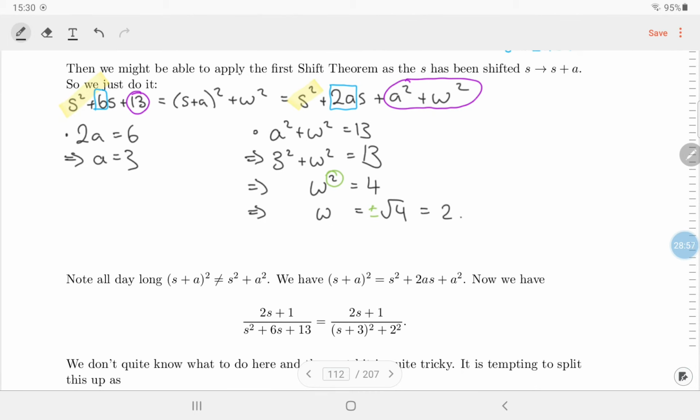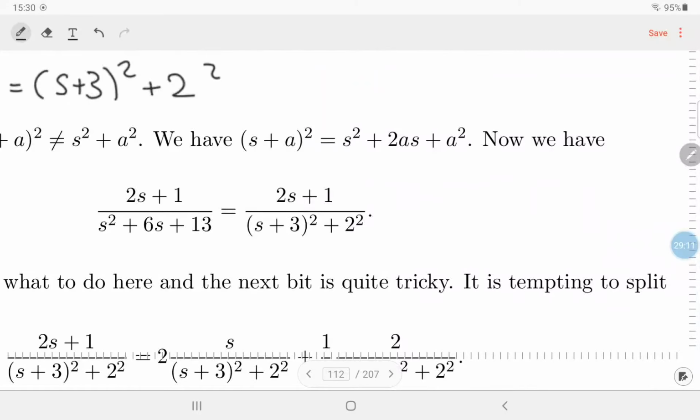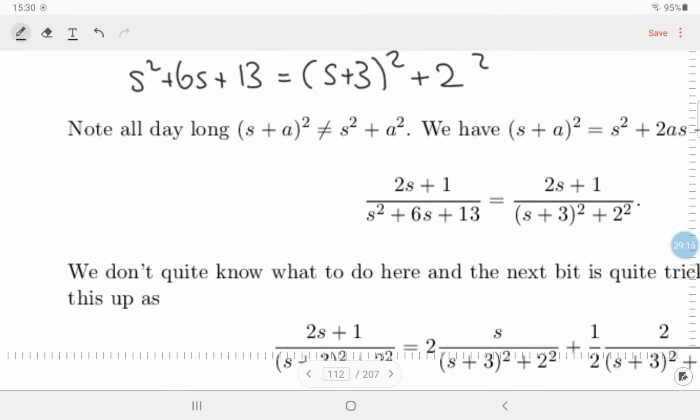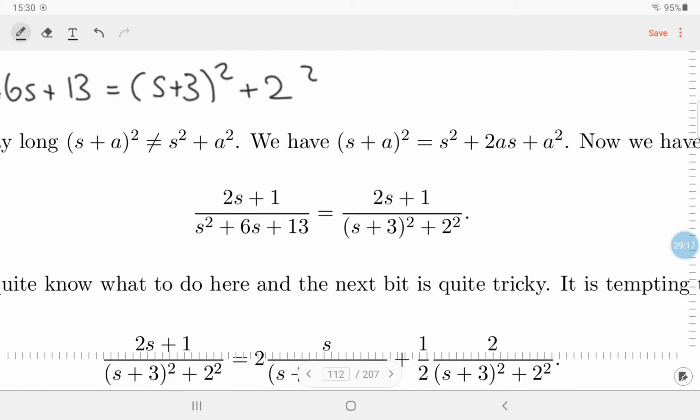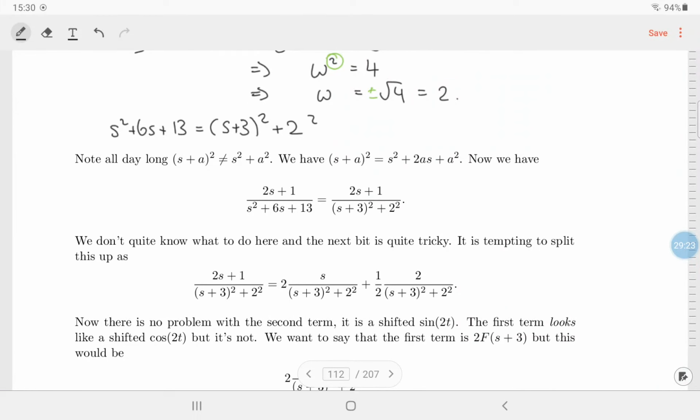So we have found that s squared plus 6s plus 13 is equal to (s plus 3) squared plus 2 squared. So we've done a little bit, so that's good, right? We started with this thing on the left, and we ended up with this thing on the right. Now, if you've done that, it's great. There's still a good bit to go, unfortunately. So we don't quite know what to do here, and the next bit is quite tricky.